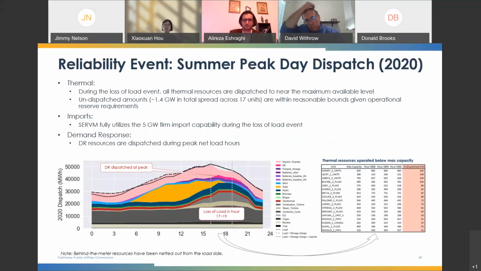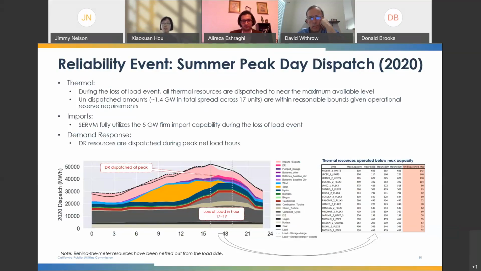So this slide shows a summer peak day in SERVM's 2020 dispatch. And looking at the dispatch plot from hours 17 to 19, we're seeing a little gap between the solid black line and the dispatch area, and that's showing some loss of load during these hours. And zooming into different types of resources, starting from the thermal at the bottom. During this event window, we're seeing that all the thermal resources are dispatched to maximum capacity, except for the ones listed on the table in the bottom right.